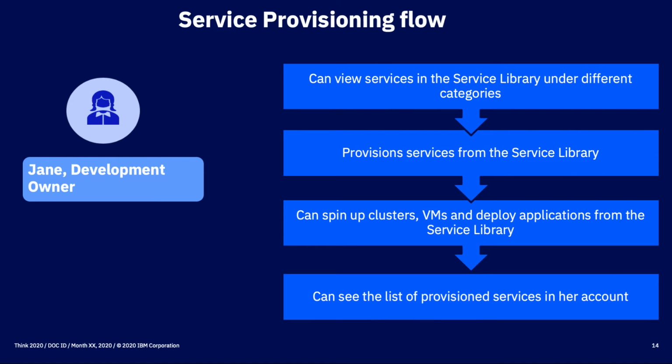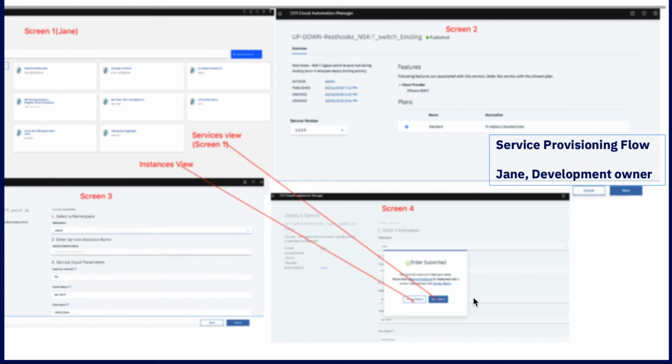Jane, the developer, can see the services in the service library under different categories. From this, she chooses to provision services. She can spin up clusters, VMs, and also deploy applications from the service library. She can also see a list of provisioned services in her account.